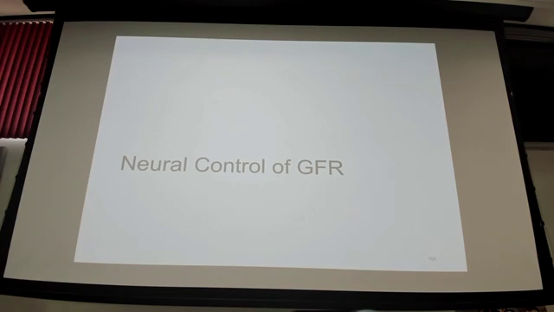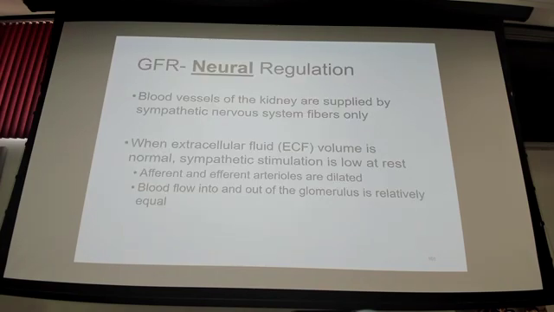All right. Now, neural control, sympathetic, okay, mainly. What we're seeing here is sympathetic innervation of the blood vessels, right? It's not just blood vessels of the kidney that are supplied by sympathetic; it's most blood vessels in general. So, when we have normal ECF volume, extracellular fluid, and where's the extracellular fluid? The interstitium and the plasma, right? Which is what we're mainly concerned with. Then everything is sort of relaxed. Everything is at its normal space.